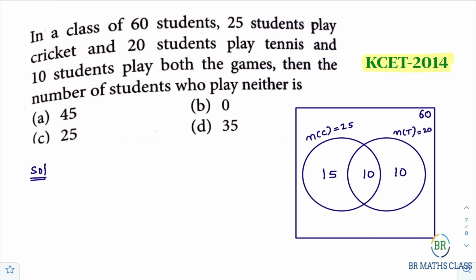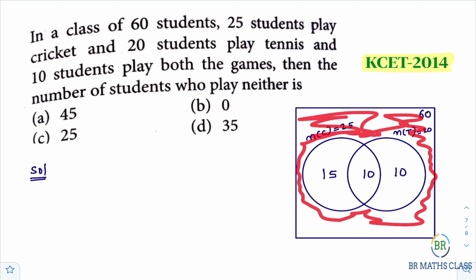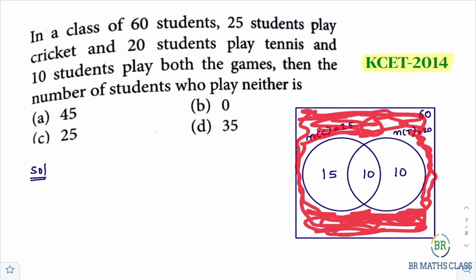Right. Now what they are asking in the question is the number of students who play neither. That means the students who are not playing cricket, not playing tennis. You observe, this is the zone. Please observe, this is the zone other than those 2 circles. Whoever the players are there in this zone, they are not playing cricket, they are not playing tennis also. That means now I need to calculate this colored part. I hope you are understanding. I need to calculate this part.